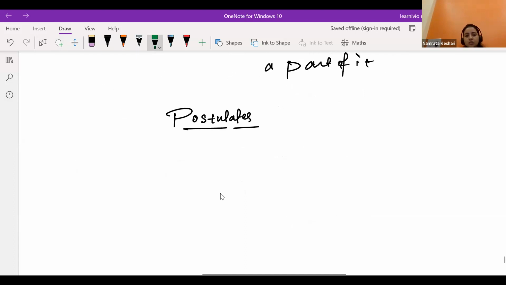Before starting the postulates, a few things I want to discuss over here. I have seen questions from that portion also. Now, question number one is an MCQ question. I have noticed this type of question with this word, Euclid's geometry, this chapter we are discussing over here.